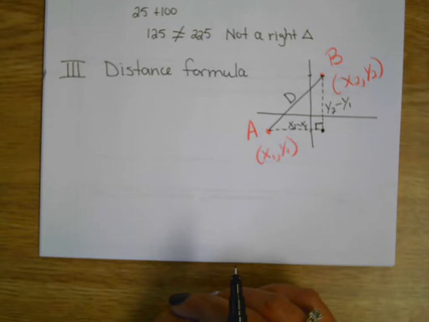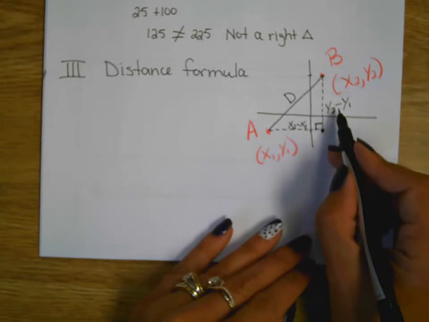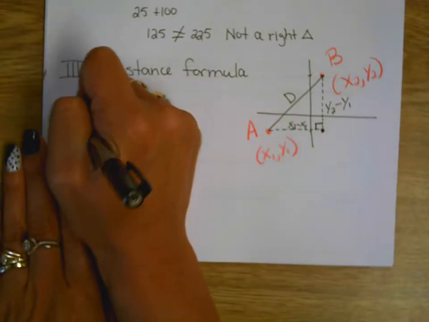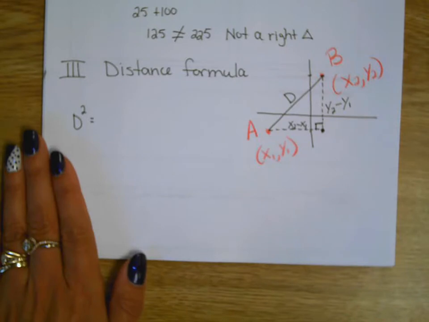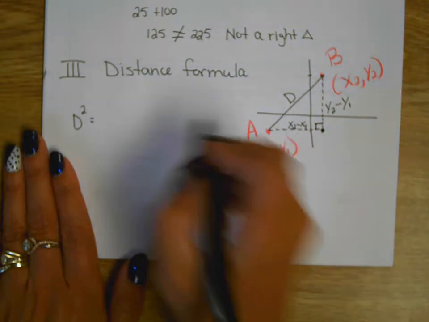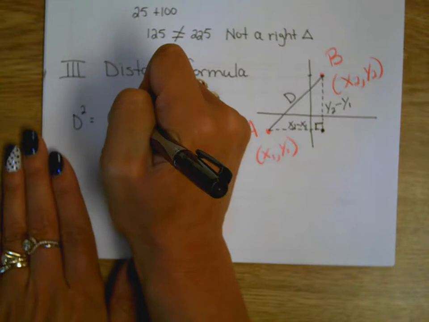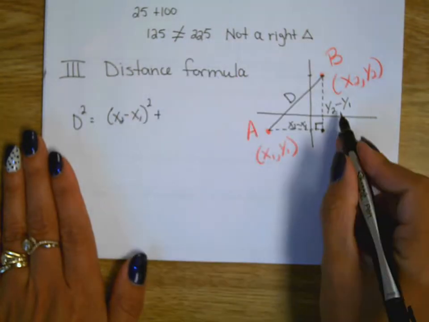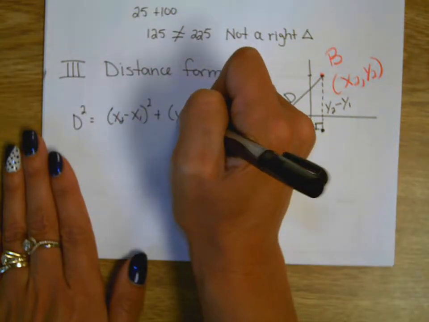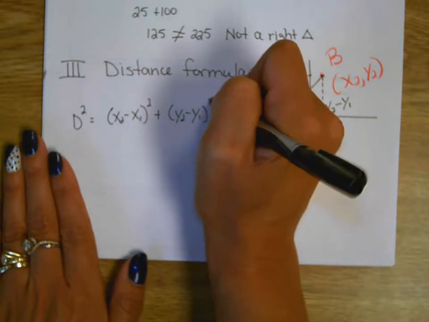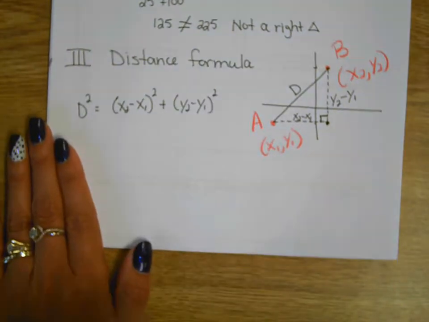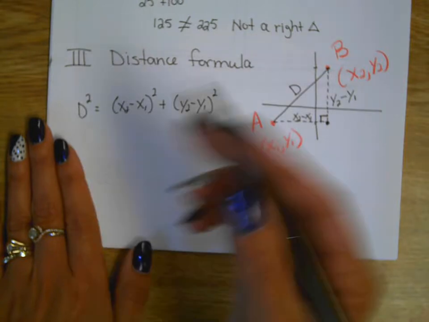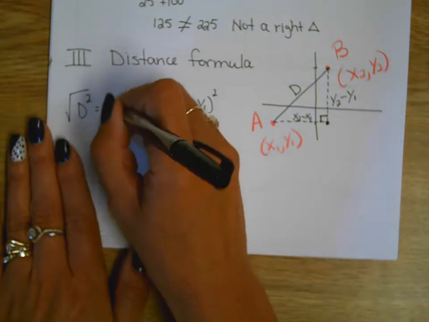So Pythagorean theorem says leg squared plus leg squared equals hypotenuse squared. But I'll start with the hypotenuse. So d squared equals this distance, which is x2 minus x1 squared, added to the other leg, y2 minus y1. And I don't want to leave it d squared, I want the distance. I want just d, so how do we unsquare something? Square root. Now it should look very familiar to you.